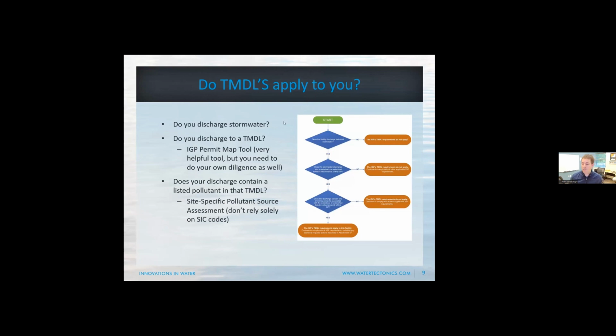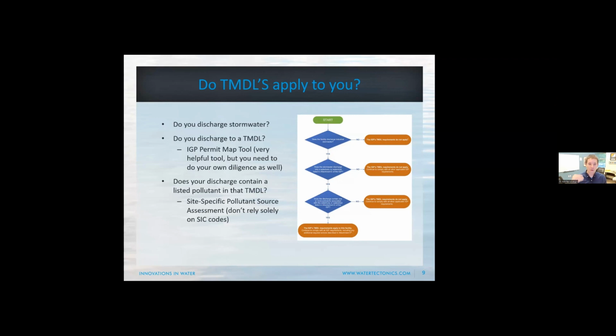All right. So the first question is, do TMDLs apply to you? If you're here, hopefully that's because you've already figured that out, but maybe you're not sure. Question one is, are you discharging stormwater? Yes or no. Okay, you do. Question two, do you discharge stormwater to a TMDL? This is where I'm going to walk you through the IGP permit mapping tool. Super helpful, but it's also not a panacea. What I mean is that the Water Board has said, hey, this is probably right, but there may be things they don't know perfectly, in terms of having captured all the different infrastructure connections or things that change over time. So you need to also do your own diligence and confirm, but it's a good starting point.